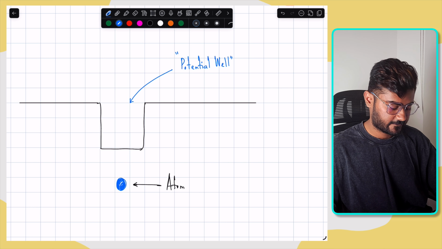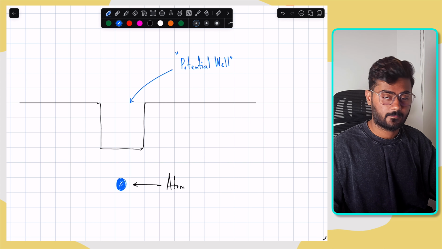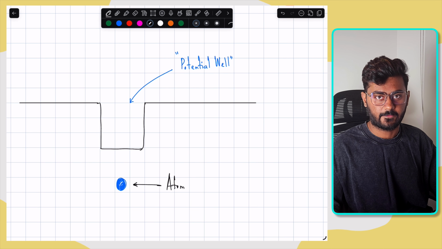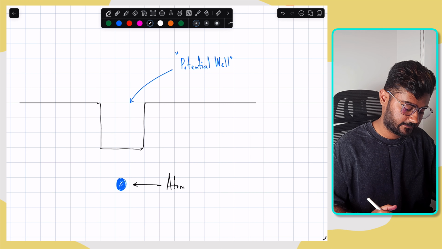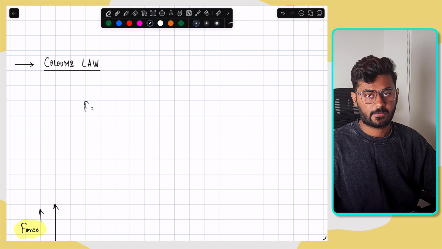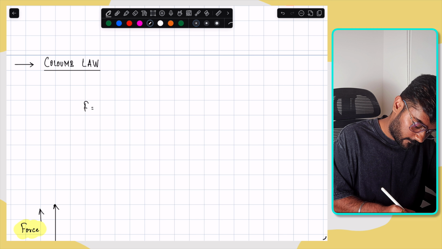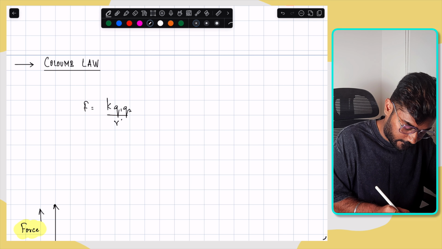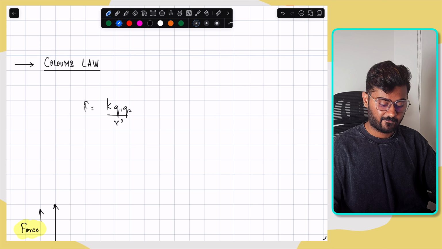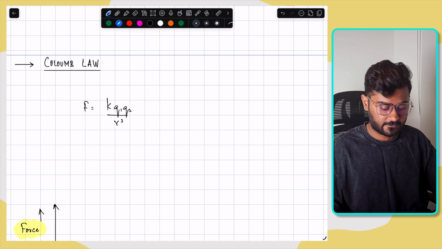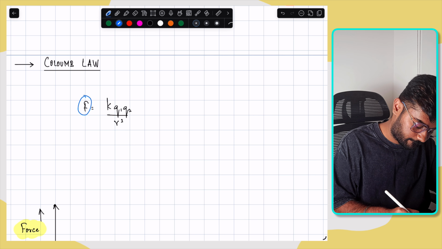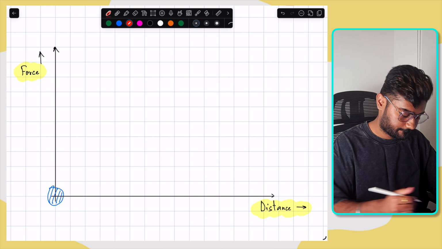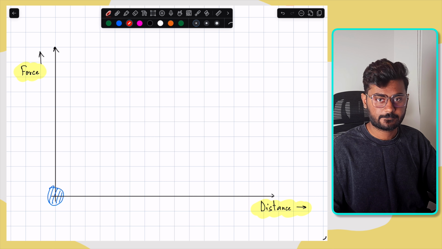But now the question is, what is the reason that the potential well is dipping in this fashion? To understand this, we have to go back to high school physics. Let's start with Coulomb's law. We know that Coulomb's law states that force is equal to kq1q2 by r squared. Now what I want to emphasize is, how does the plot look between force and distance? We have the distance on the x-axis and the force on the y-axis.